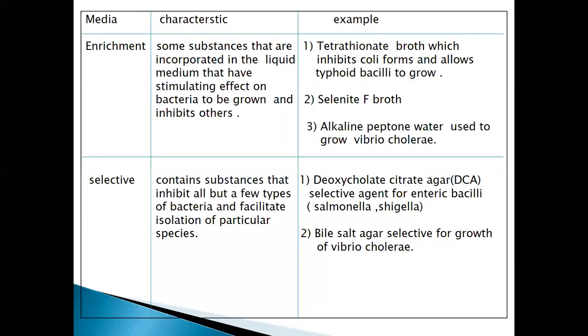Enrichment media are substances incorporated in the liquid media that have a stimulating effect on the bacteria grown. Enrichment media are tetrathionate broth and selenite F broth. Then you have got a selective media, which contains substances that inhibit all but few types of bacteria and facilitate isolation of the particular species, like DCA.